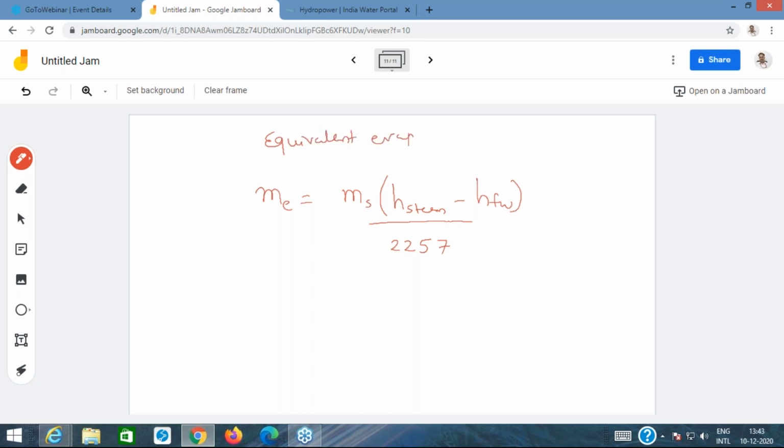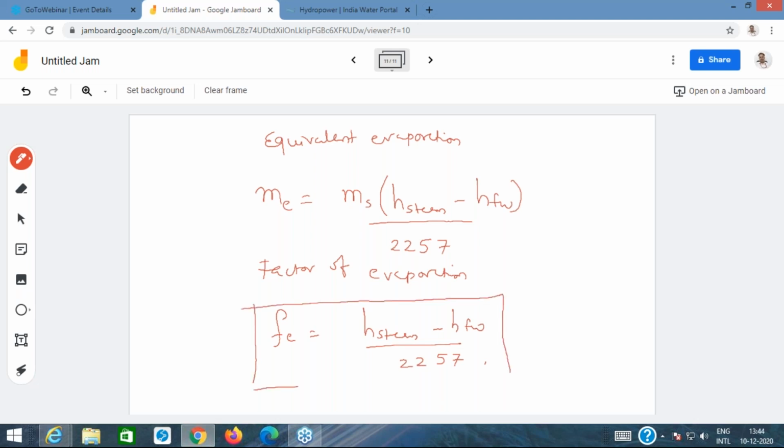And factor of evaporation is, you will understand what it is. Factor of evaporation, Fe, is H of steam minus H of feed water upon 2257. Okay, that's it. I don't feel that this requires any explanation. Just two ways of expressing the same idea.